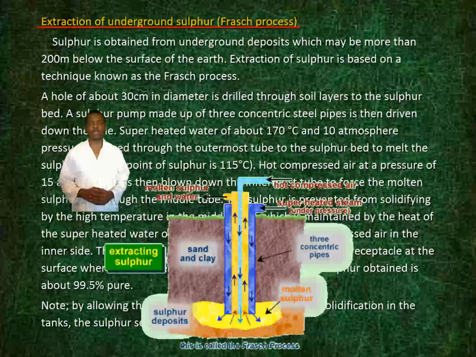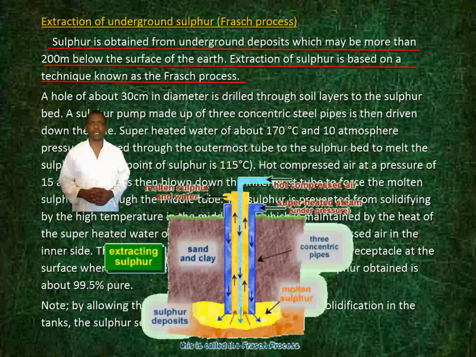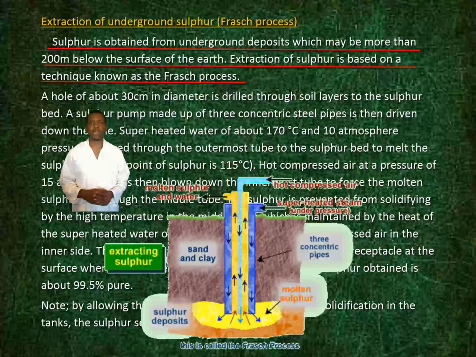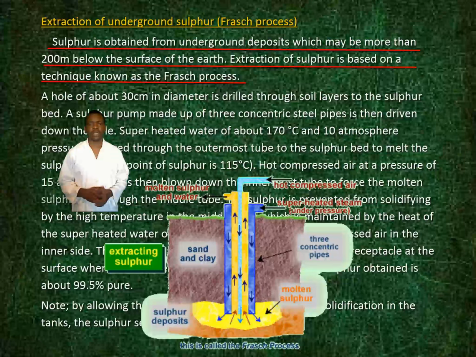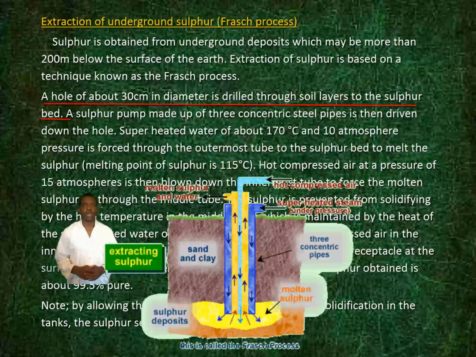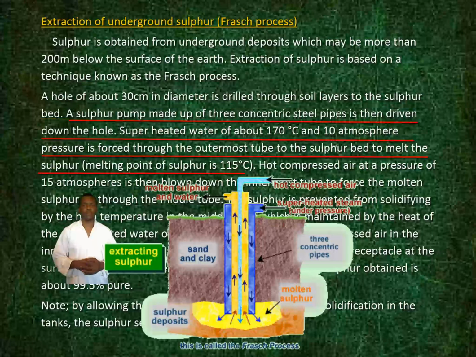Extraction of underground sulfur, that is the French process. Sulfur is obtained from underground deposits which may be more than 200 meters below the surface of the earth. Extraction of sulfur is based on a technique known as the French process. A hole of about 30 centimeters is drilled through soil layers into the sulfur bed.